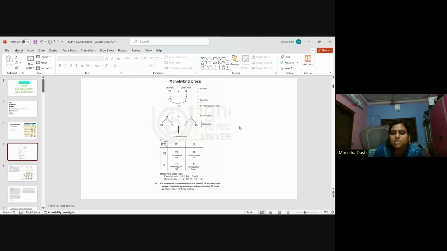Now, two major principles were deduced. One was the principle of dominance. In the heterozygous condition, one of the characters will always dominate over the other one. So as you can see, only one of the characters will be expressed over the other. Here the tall was the dominating character and the dwarf was the recessive character.